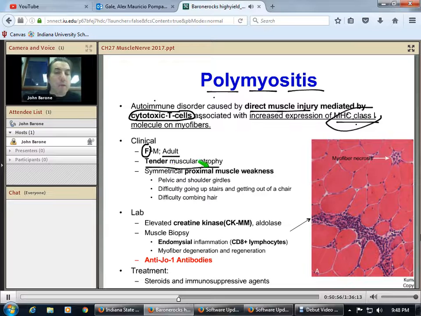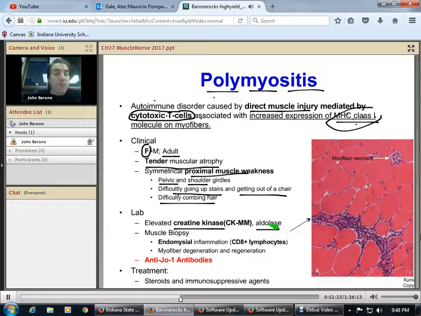Now, who gets autoimmune diseases? Women in their reproductive ages. You're going to have tender muscle atrophy, and as I mentioned, it's usually the symmetrical proximal muscles. So I want you to remember girdles, your pelvic girdle and your shoulder girdle. So trouble going upstairs, trouble getting out of a chair, you're going to have Gower's maneuver. You're going to have trouble combing your hair because you can't really lift your arms. Very similar to Eaton-Lambert. But Eaton-Lambert's an old smoker with lung cancer. This is a reproductive age woman.